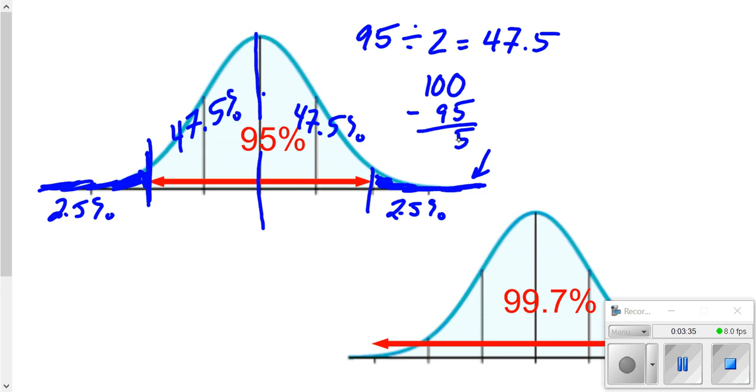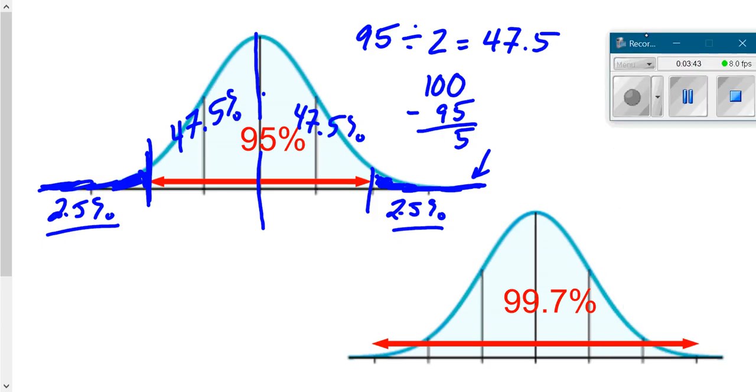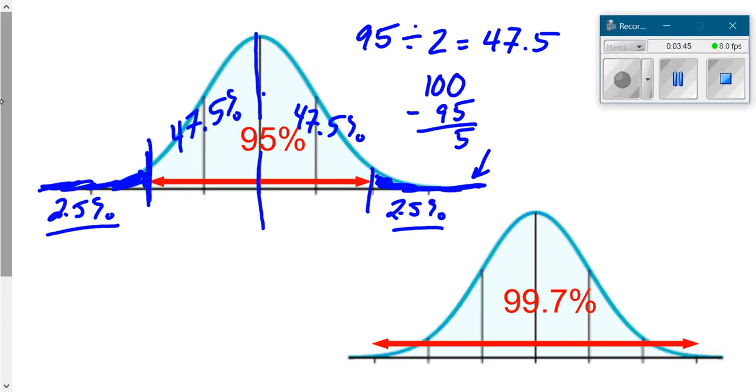I know that the 5% that I had left over is split evenly, because this graph is symmetric, right? You can split 5 a lot of different ways. Any older sibling knows that. If you're given $5 from your grandparents, you could give your younger brother 1 and yourself 4, but that is not how this curve works. This curve is symmetric.